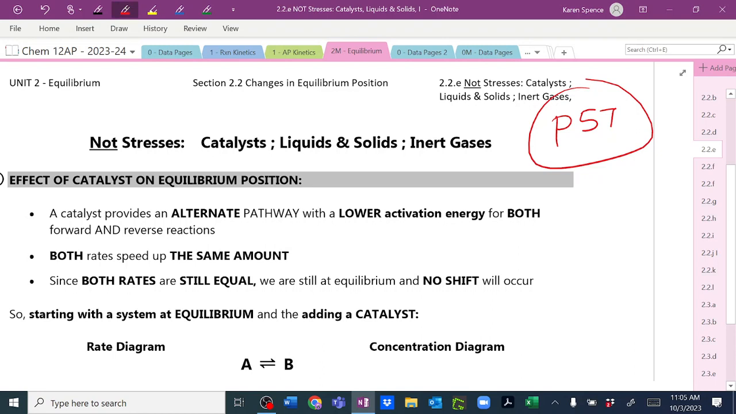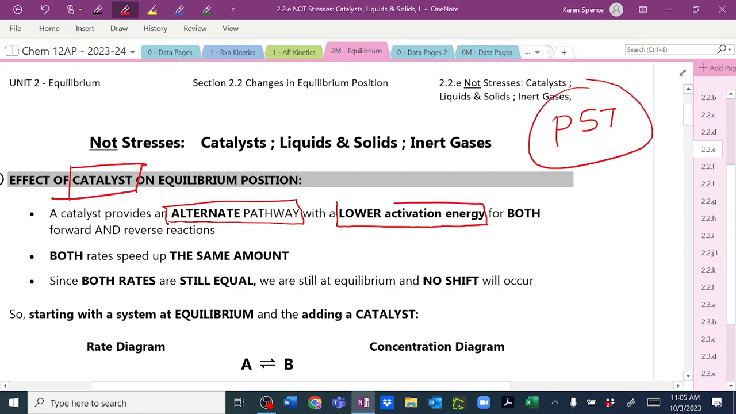Okay, we're looking at the effect of a catalyst on the equilibrium position. Remember, a catalyst provides an alternate pathway with a lower activation energy, but it does it for both the forward and reverse reactions.